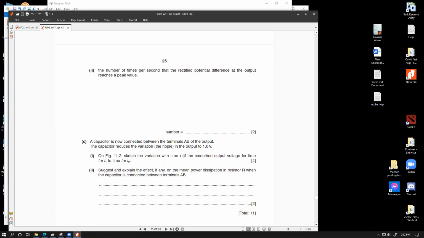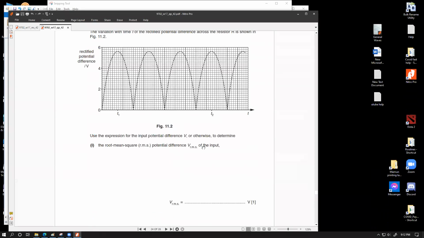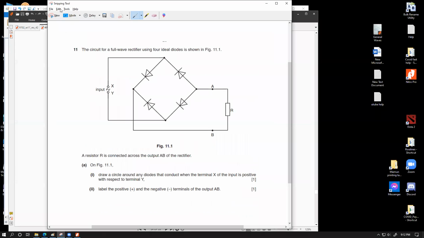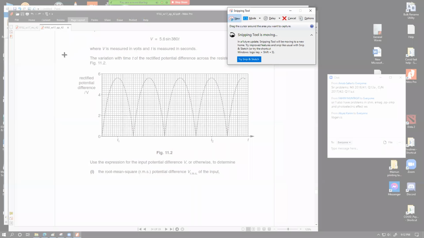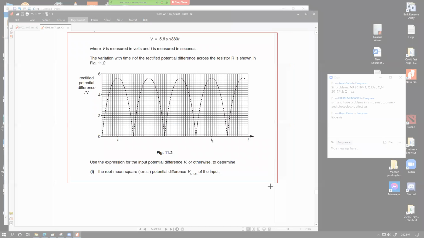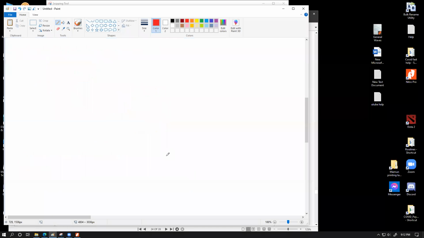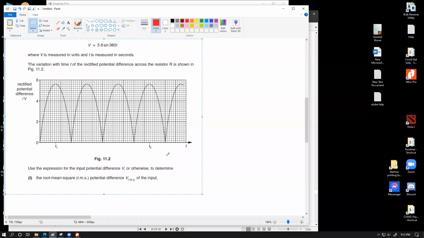Sketch the variation with time t of the smooth output voltage for time t1 to time t2. Explain the effect of the resistor R and the capacitor connected between the terminals. The capacitor reduces the variation in the output to 1.6 volts, which means that the drop will become 1.6 volt. So if I just take out this picture, it will just go down to 4. Yeah, precisely. The ripple would be reduced by an amount of 1.6, so the new lowest level would be 4 volts.